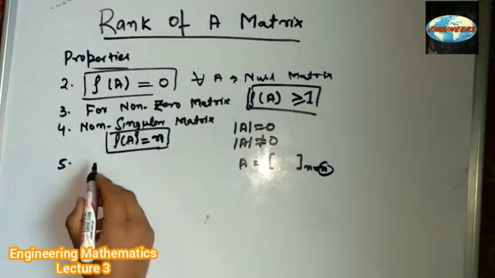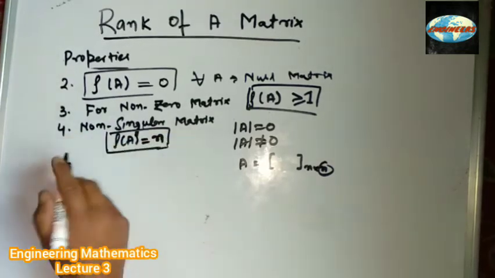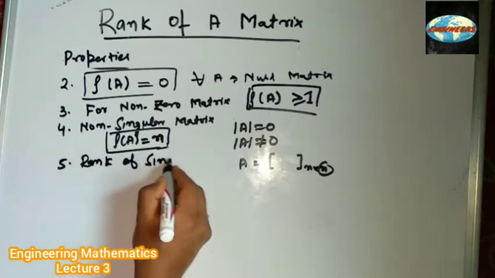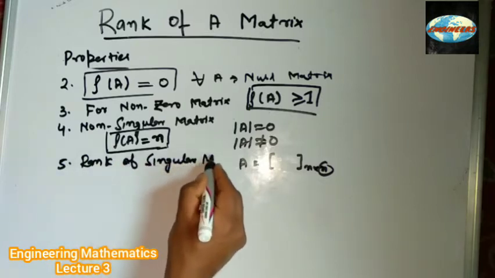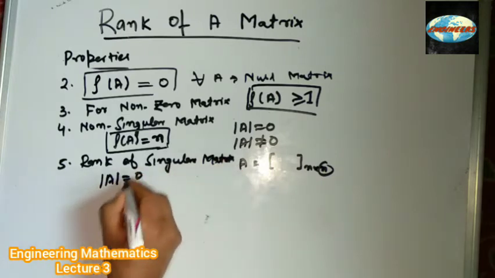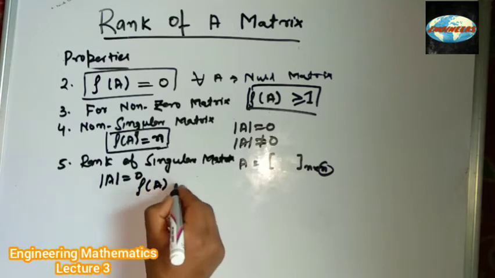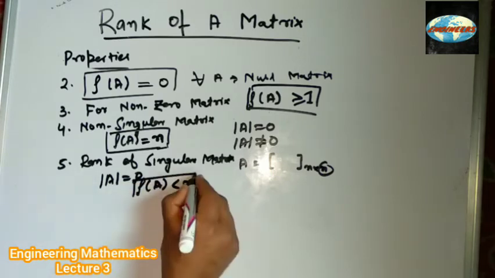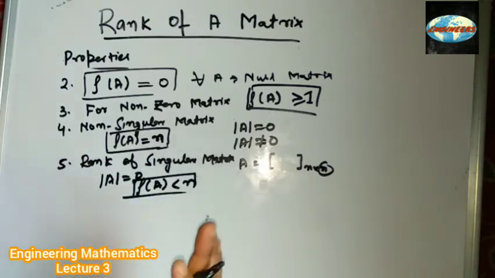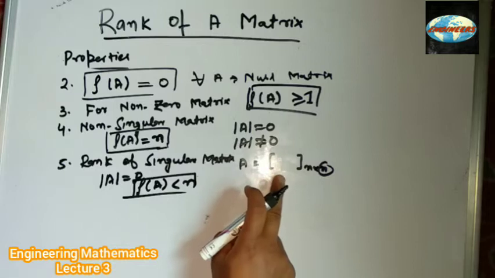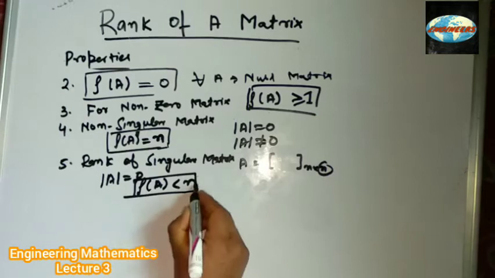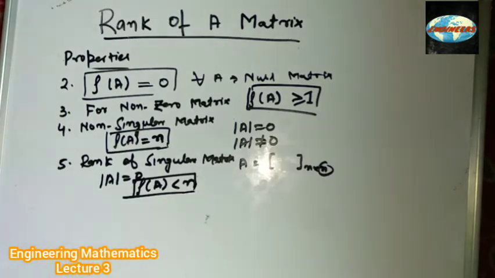Coming to the fifth property, there will be one more case for this, that's rank of a singular matrix. If determinant is equal to 0, in that case rank is always less than the order of the matrix. Now if A is any singular matrix, its determinant is equal to 0, in that case rank is less than order. Okay, I hope this is clear to you.